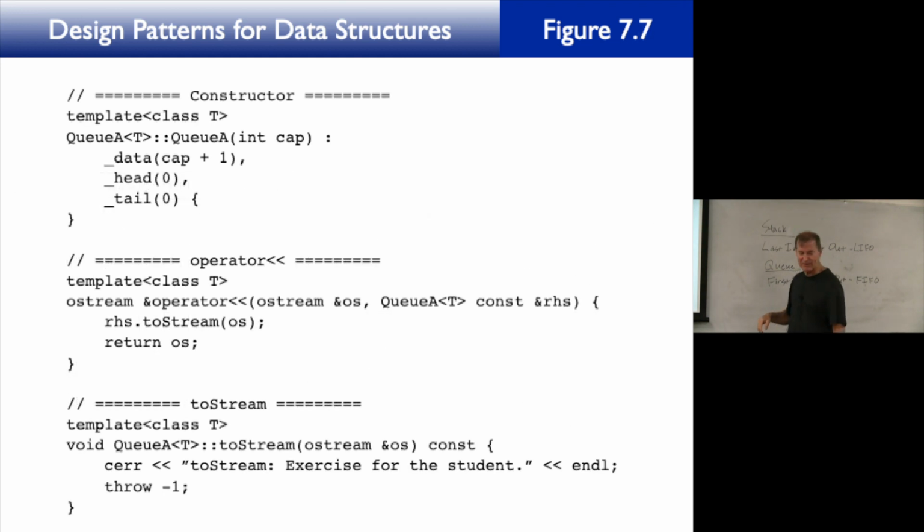So look in figure 7.7. What's the code for the constructor of a queue? What is the parameter called? It's cap. That's the capacity of the queue that the user enters. But what do we do internally? We do data cap plus 1, and then we initialize underscore head to what? 0, and underscore tail to what? 0. Now, actually they could be initialized to anything.